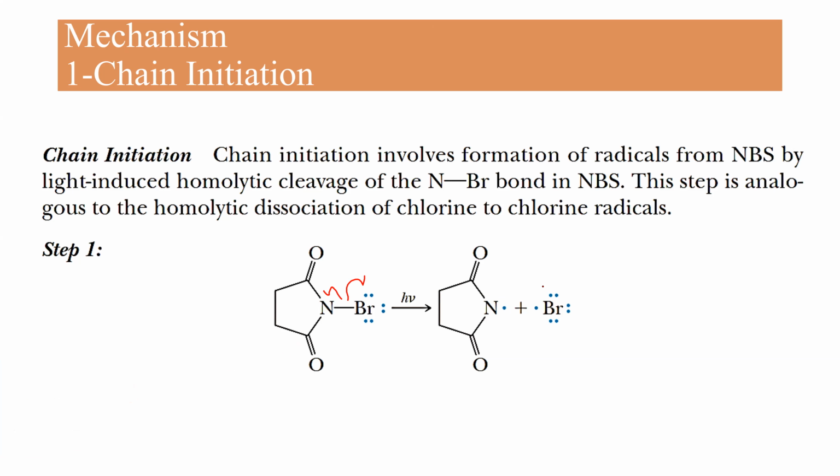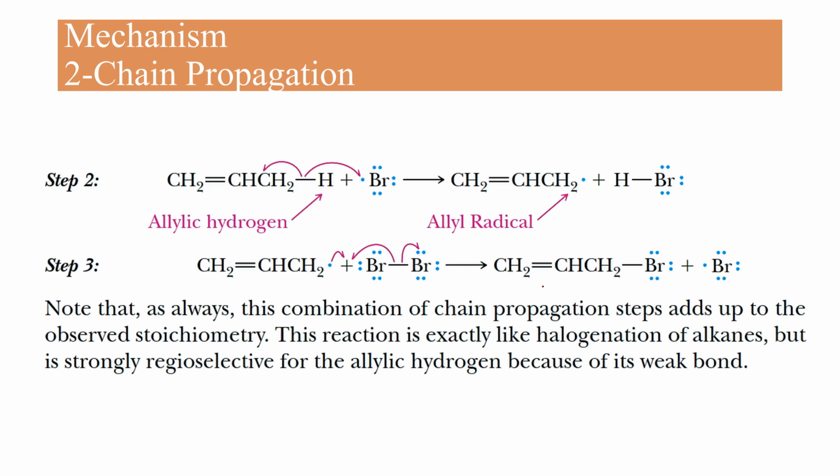So this was the initiation step, a chain initiation, and the NBS firstly goes through the initiation step by the light, and then it gives you the Br radical. Now we will see what is happening next. So the next step is the chain propagation. Here we have the Br radical, which has been generated from the NBS.